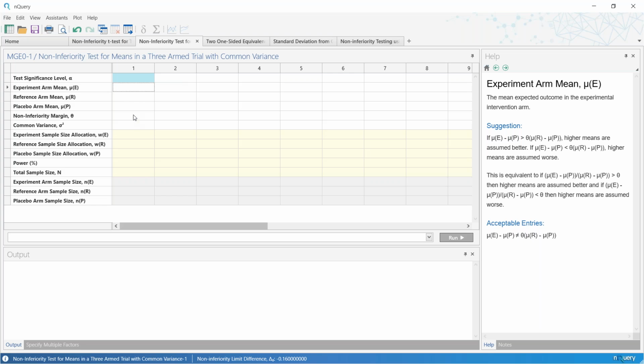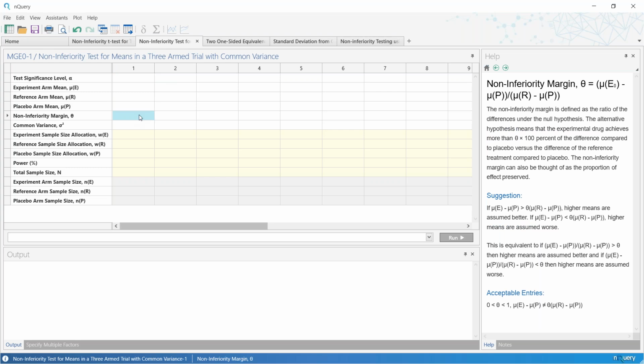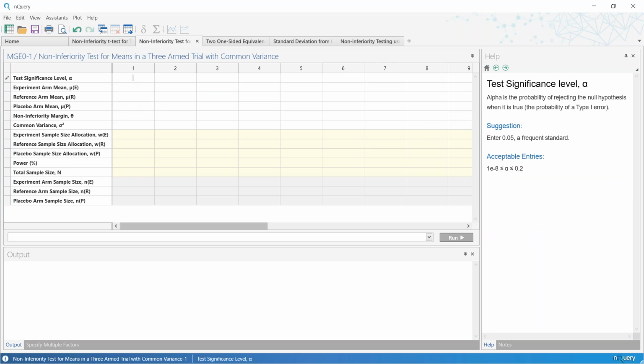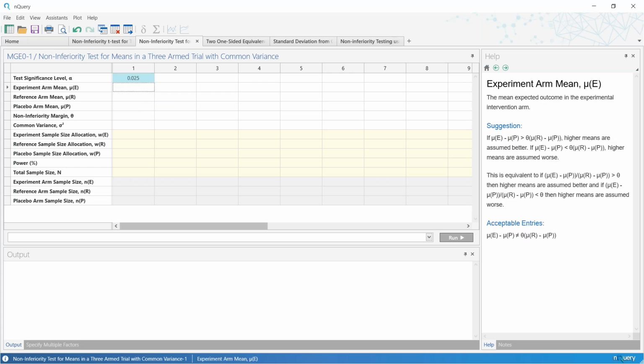But instead, the non-inferiority margin is on the scale of this ratio of differences. So the ratio of E minus P over R minus P, or the reciprocal, will be fine as well. In this case, they had a significance level of 0.025. That's equivalent to using a 95% two-sided confidence interval, if you want to think of it that way. And then the experimental arm, another arm, were 1.56% each.